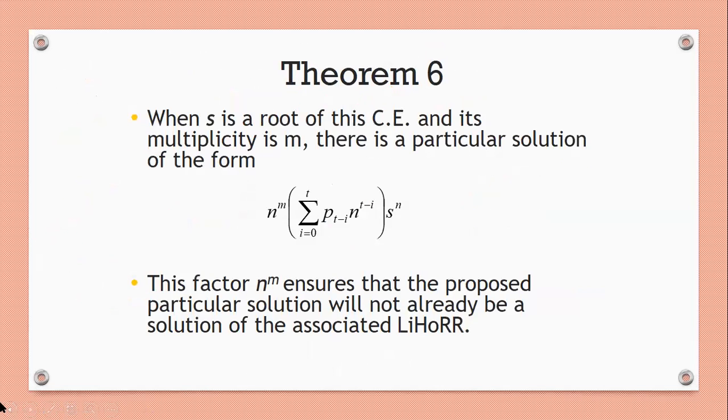Now the second case will be when s is a root of this characteristic equation and its multiplicity is m. Then there is a particular solution of the form n power m times the same expression. So this term is added as extra.